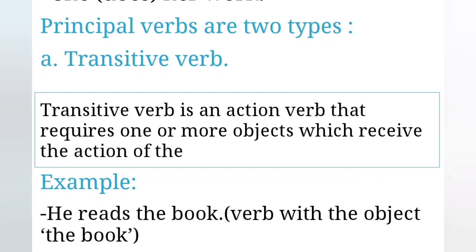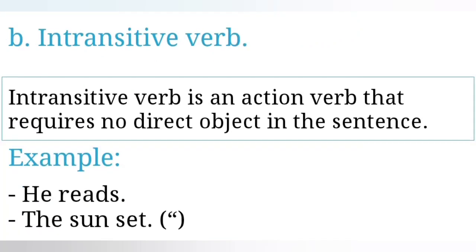Transitive verb is an action verb that requires one or more objects which receive the action of the verb. Example, he reads the book, verb with the object the book. Intransitive verb is an action verb that requires no direct object in the sentence. For example, the sun sets.